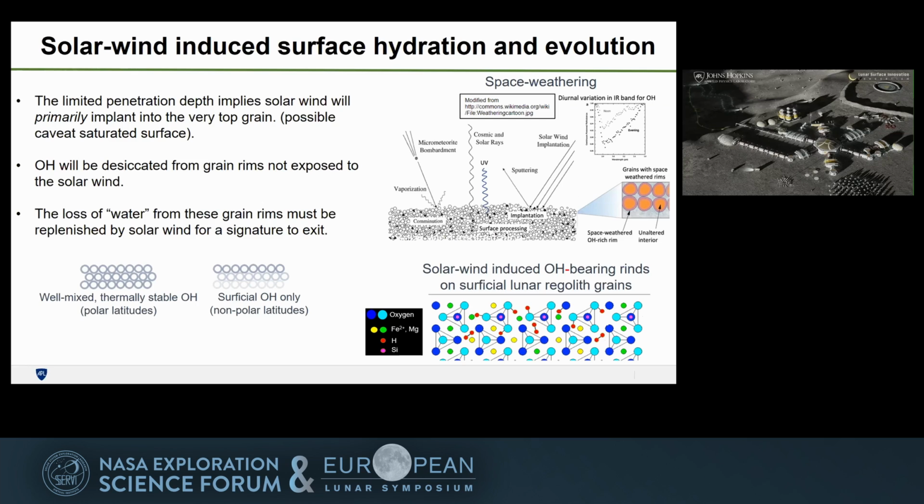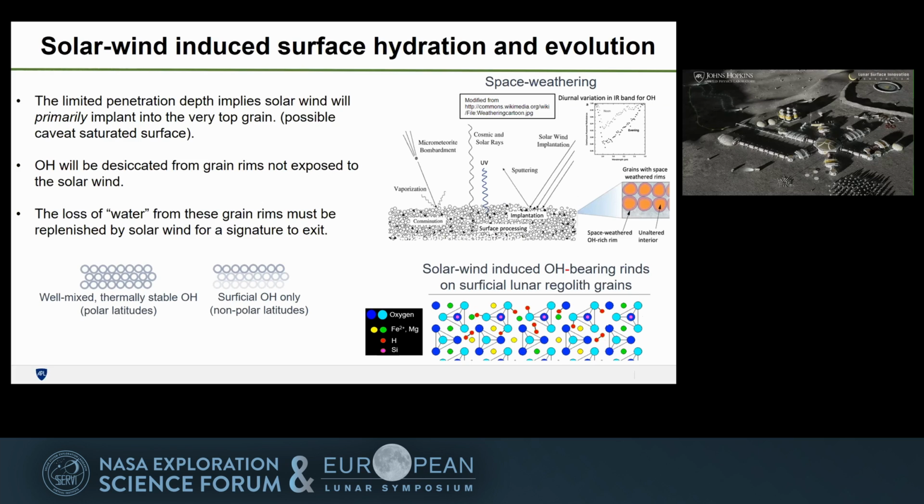And the OH then will desiccate from those grain rims that are not exposed or replenished from the solar wind over the time that it takes to desorb. Okay. Now, this will result in two considerations. At the polar latitudes, shown on the lower left, it's very likely that the temperature is low enough that the migration will not occur, and that the grain rims will have OH on them, all of them will, and that due to micrometeoroid mixing, not really forming plumes, but mixing, we'll have a well-mixed regolith of grains with OH on rinds throughout that. So we'll have a nice column of OH-rich grains on the rims.